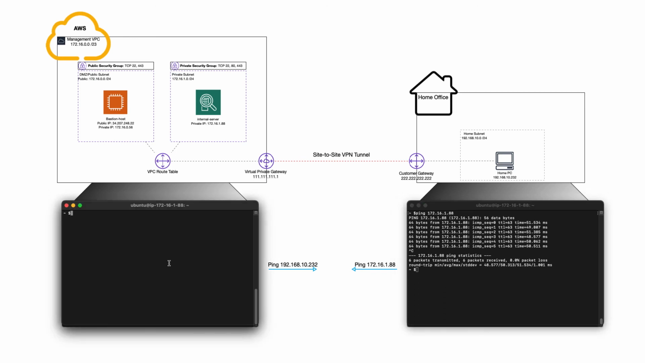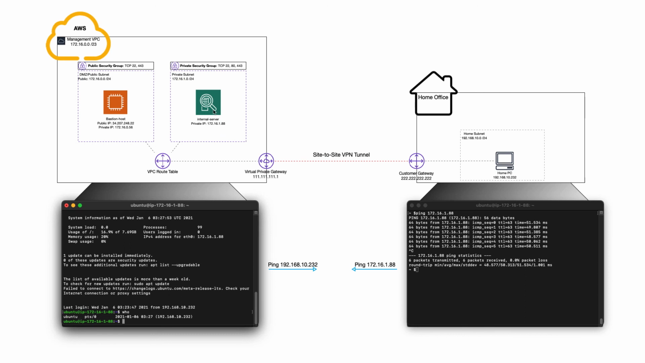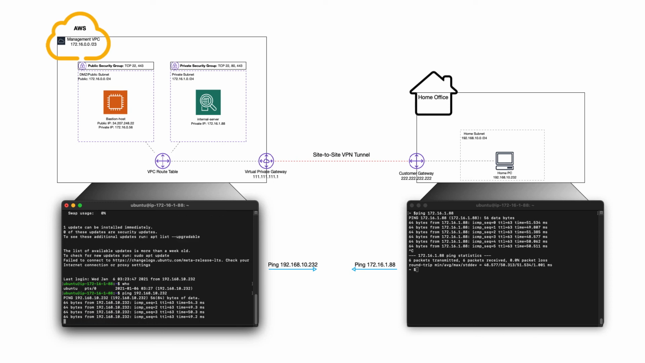If we log into that internal server, let's see if we can SSH into it. All right. This is the AWS server. So I am now on the console of internal-server. If I try to ping 192.168.10.232, which is my home PC, now I have bidirectional communication.